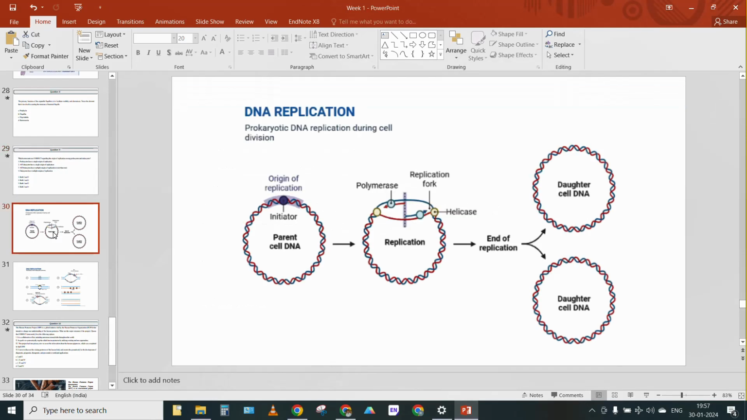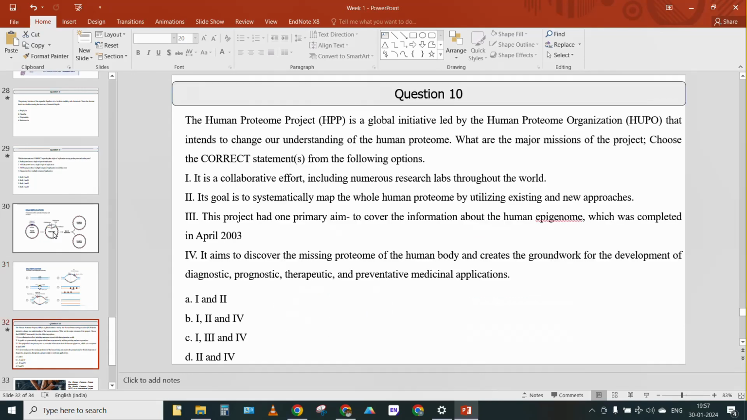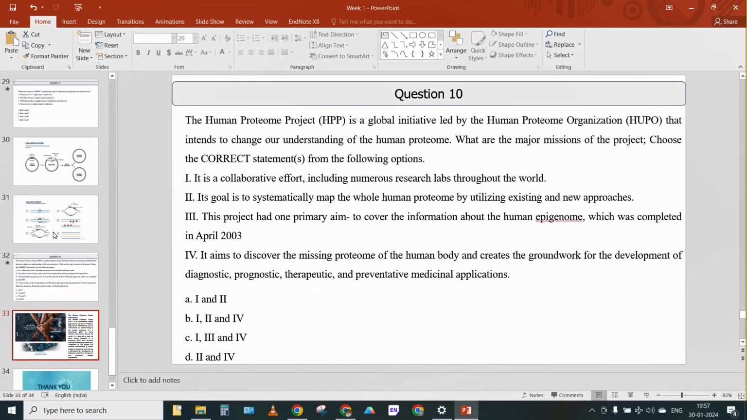And moving further to the next and the last question. The Human Proteome Project, called HPP, is a global initiative led by the Human Proteome Organization that intends to change our understanding of the human proteome. Which are the major missions of the project? Choose the correct statement from the following options.